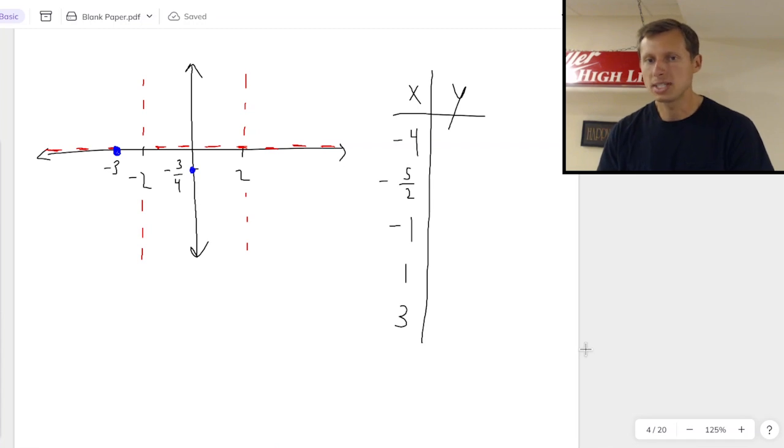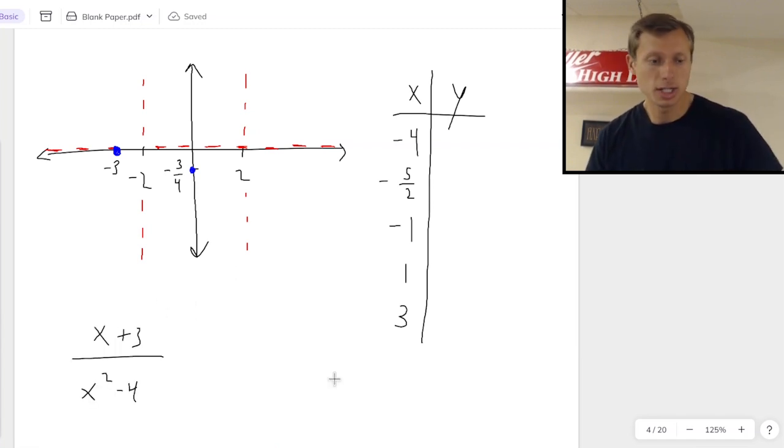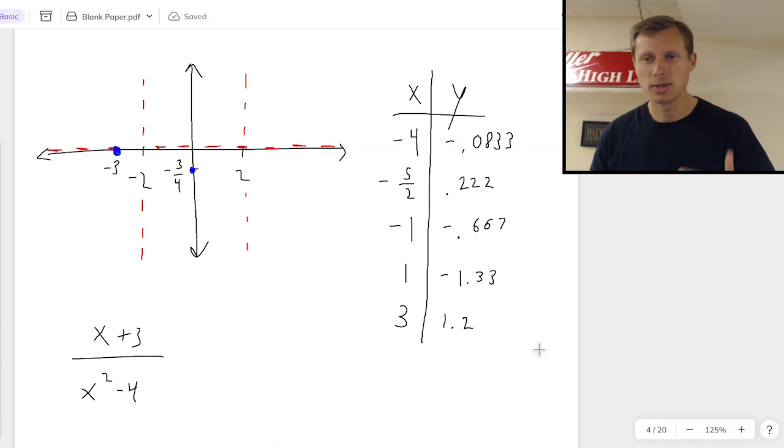These are the only points I need to test, and once I get the y values, then I'll have a very good idea of what this function looks like. So now I'm going to cheat. I'm going to plug all of these in a calculator, because this will save me a lot of time. And let's just see what I get for the y values. Okay, so here's all the y values. I did decimals. You could also do fractions, especially if you're not allowed a calculator. You have to do fractions.